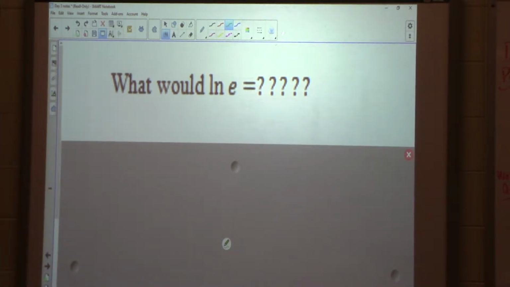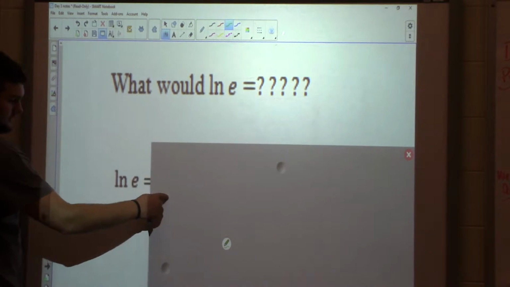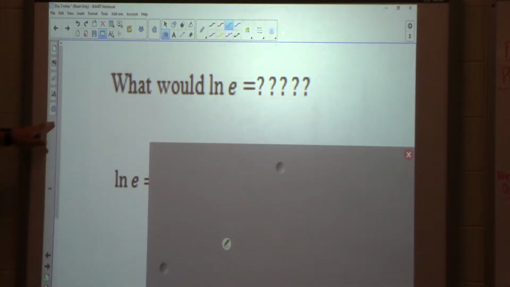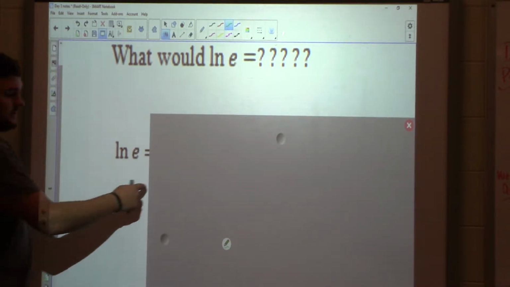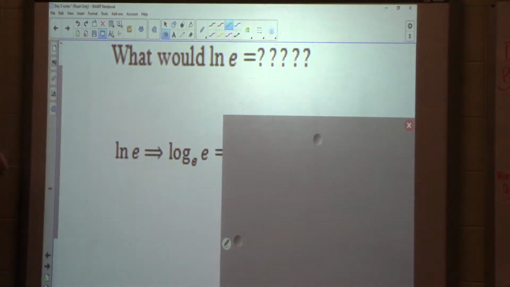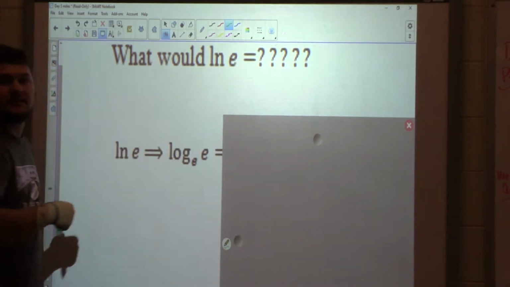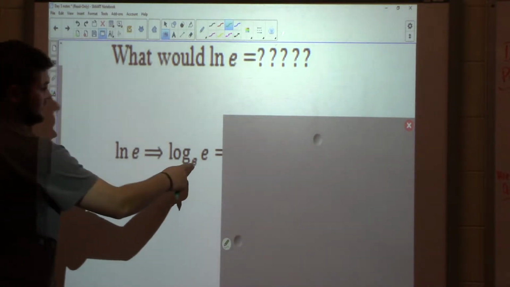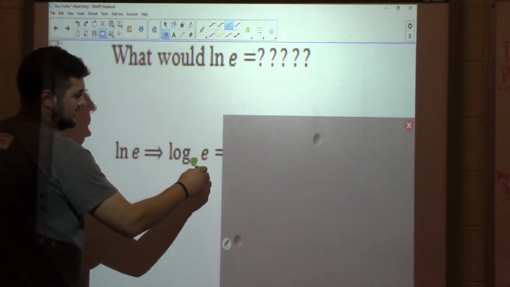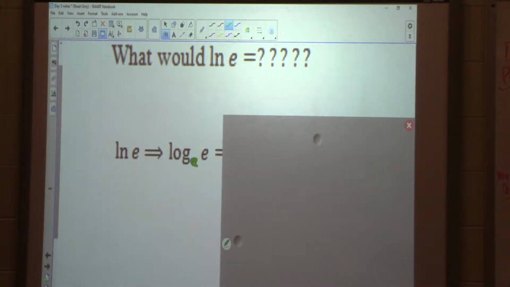Alright, well let's think about it. The natural log. Natural log of e. We said the natural log is the same as log base what? The natural log is the same as log base e, right? We all agree. We said that earlier. Natural log of e is the same as log base e of e. Right? Is that an e next to the log? Yeah. That's an e. It's just really poor e. Okay. Alright? So we said natural log of e is the same as log base e of e.